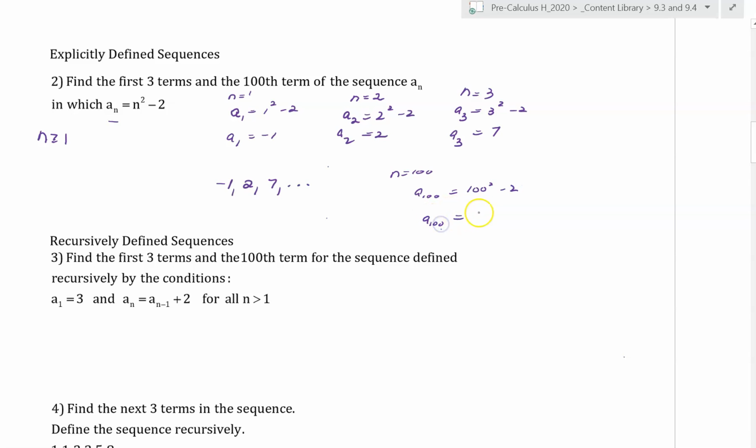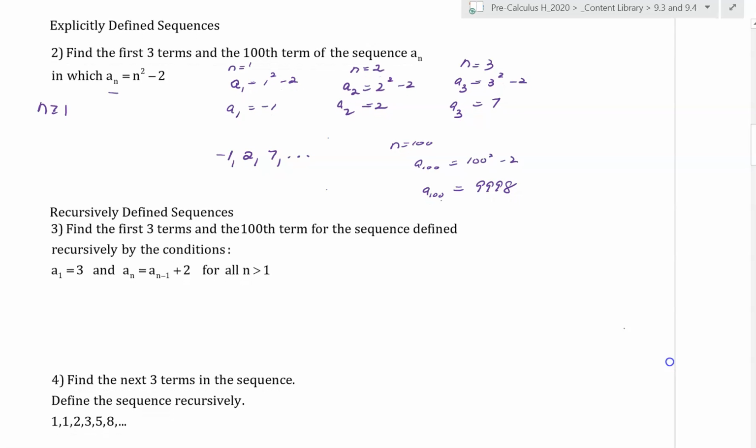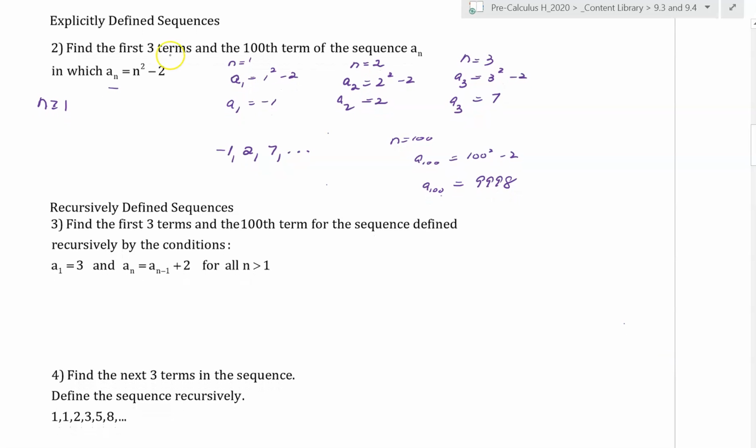So the 100th term is 9998. So the next thing we need to talk about is a recursively defined sequence, and then we're going to compare and see how the explicit and the recursive look different. So first of all, why don't you pause the video and think about how this particular explicitly defined sequence looks different from the recursively defined sequence.